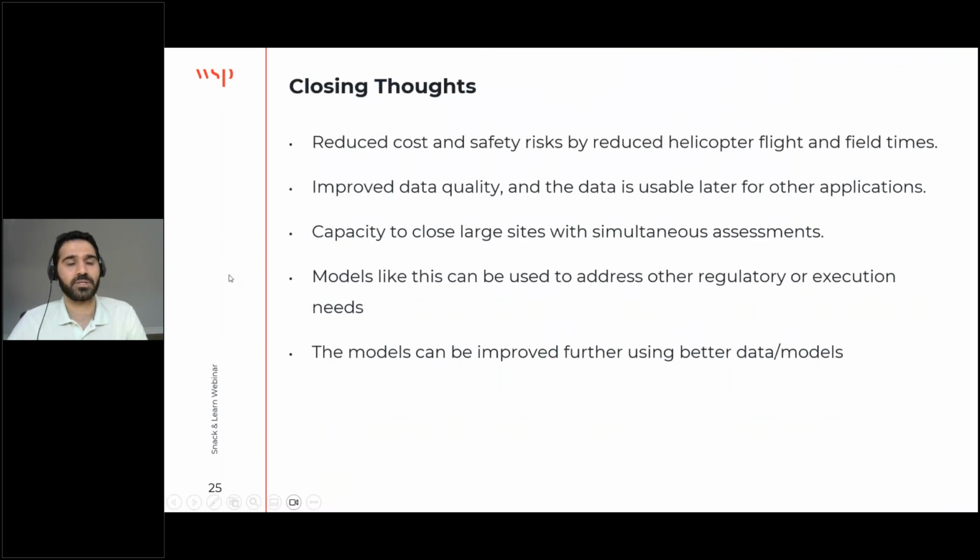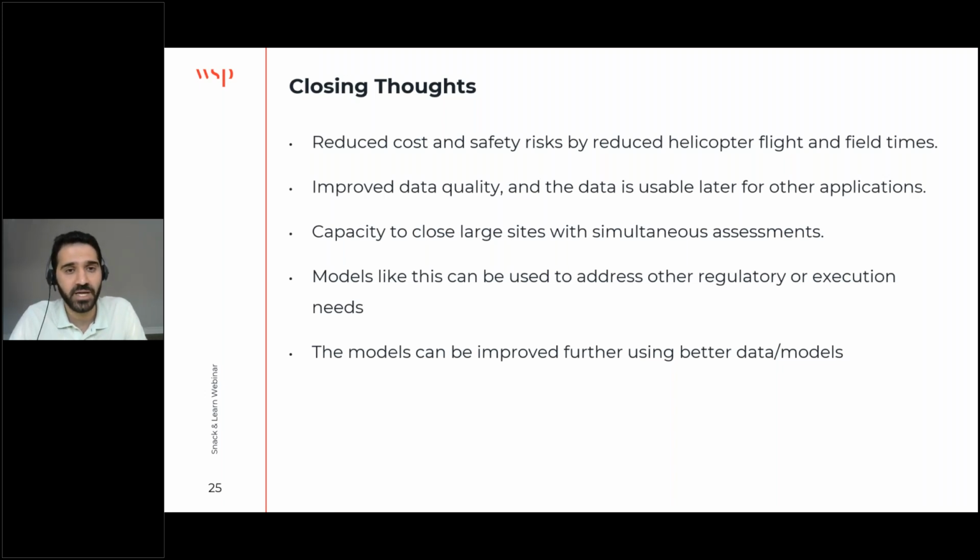Some closing thoughts. After delivering the project, because we had already done a similar project using traditional methods, we compared our cost with the previous project. There is definitely an opportunity to reduce the cost and improve safety using this type of remote sensing technology compared to helicopter and field survey. Definitely, we improved the data quality considerably, because as I said, helicopter surveys are based only on visual inspection, but using remote sensing, we are producing lots of quantitative information.